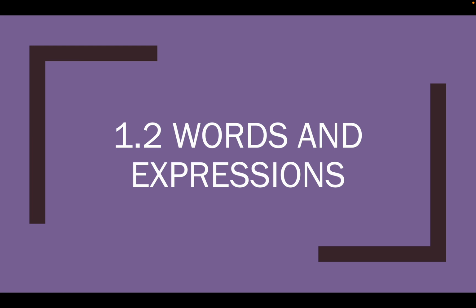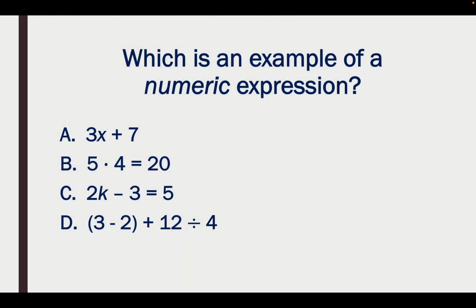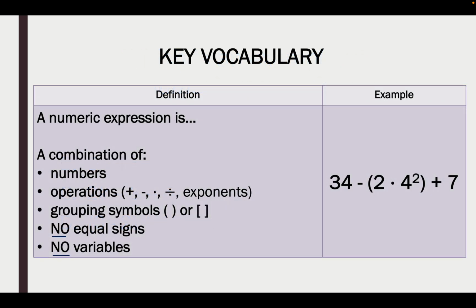This video is for lesson 1.2, words and expressions. Which of the following is an example of a numeric expression? If you said D, you would be correct. A numeric expression is a combination of numbers, operations, grouping symbols, and no equal signs and no variables.